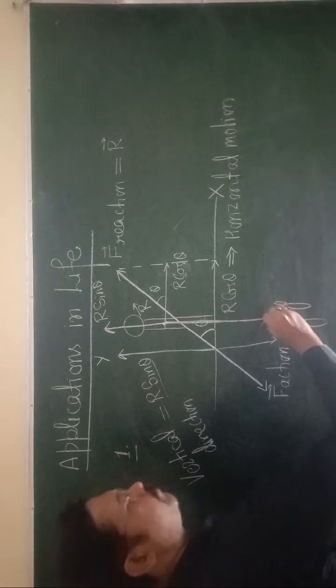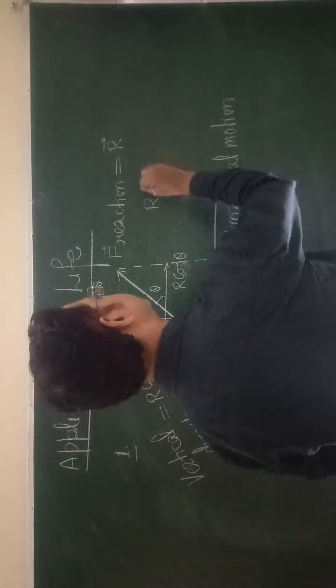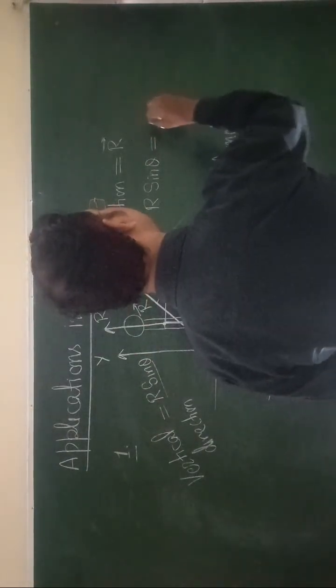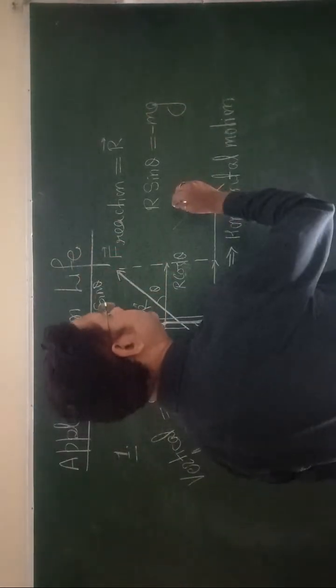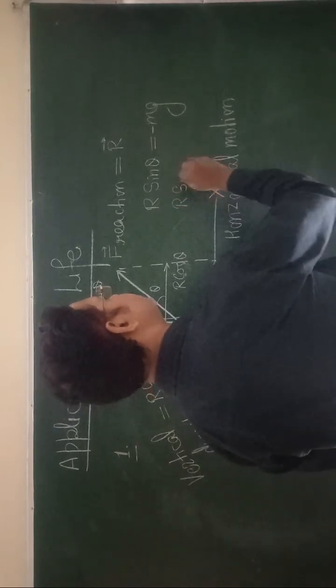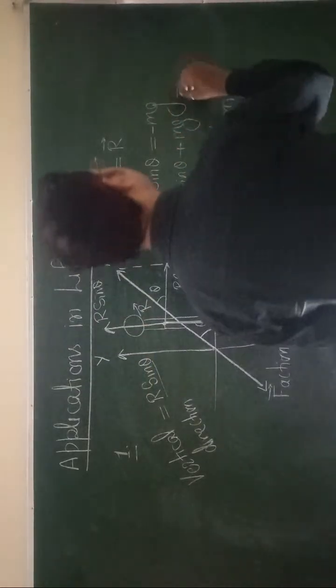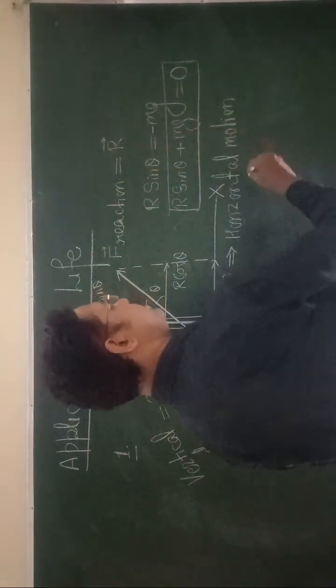You know there is mg. So R cos theta and R sin theta here balance the weight, is equal to what? Mg. Direction may be different. You can also write minus mg. So R sin theta plus mg is equal to what? 0. So you can say net force in the vertical direction.